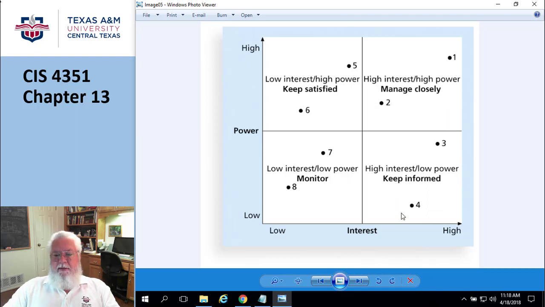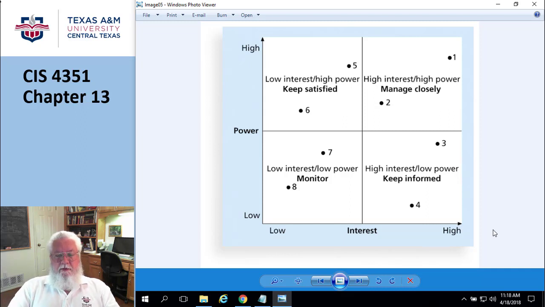These over here, where they have high interest but don't have much influence, you just keep them informed of what's going on. So monitor, keep satisfied, manage closely. And again, managing stakeholders is kind of a presumptuous term, so we'll talk about what that really means in just a minute. Okay, so the planning part of this, right?